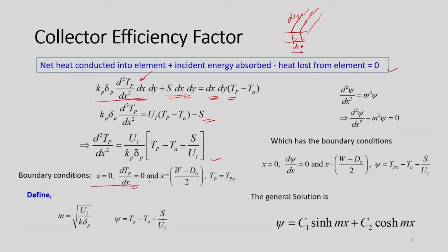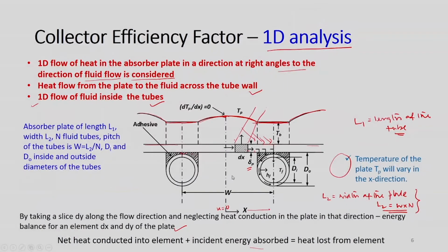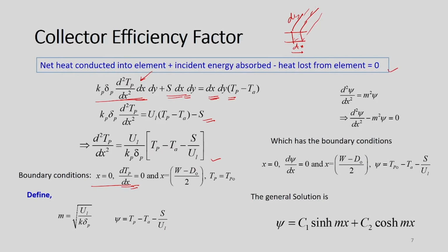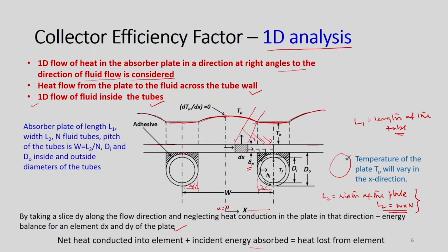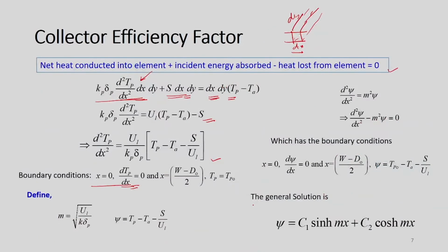So, this is boundary condition 1, and at x equal to w minus d naught by 2, Tp is equal to Tp naught. Okay. So, that also you can see, this is w, so this part is d naught by 2, and also this part is d naught by 2. Okay. So, w minus d, d naught by 2 plus d naught by 2 will be d naught. So, w minus d naught, divided by 2. Okay. So, that means this is the one. So, Tp is equal to Tp naught, right.